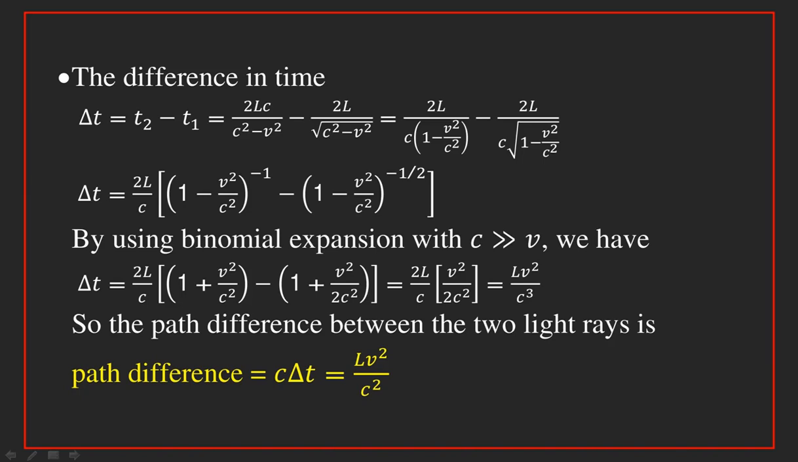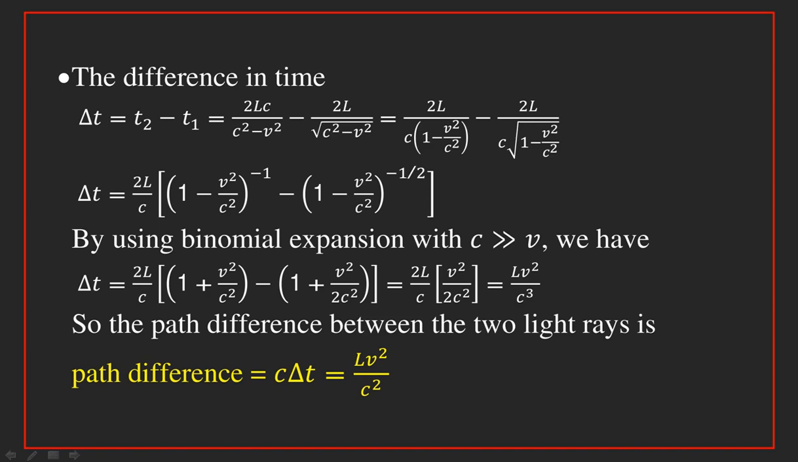That is equal to 2L by C. If we take C square as a common factor, C and C square get cancelled, so 2L by C into 1 over (1 minus V square by C square), minus 2L by C into 1 over root of (1 minus V square by C square). That is equal to 2L by C, which can be taken out because it is a common factor. The remaining will be (1 minus V square by C square) raised to minus 1, minus (1 minus V square by C square) raised to minus half.